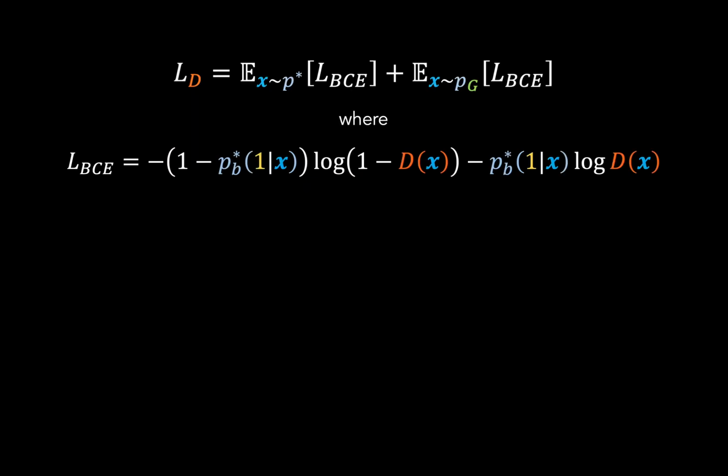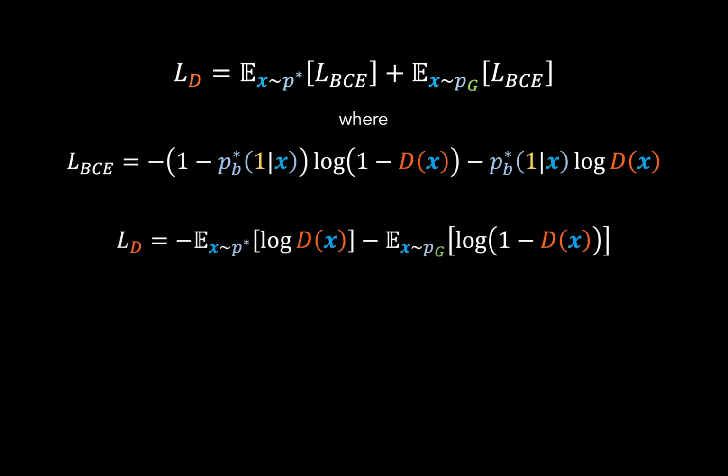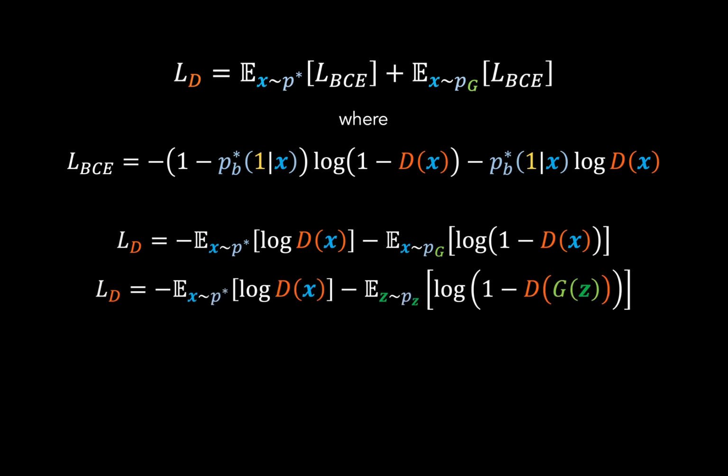not real. Therefore, our final discriminator loss, L of D, is just the sum of the expected values of our binary cross-entropy term over both the real and generated distributions. Now, if x comes from P star, then P star B of 1 becomes 1, and if x comes from PG, then P star B of 1 becomes 0, so we can simplify it to just this. And of course, we can rewrite this again in terms of our noise distribution, P of z. So here we have our final discriminator loss.